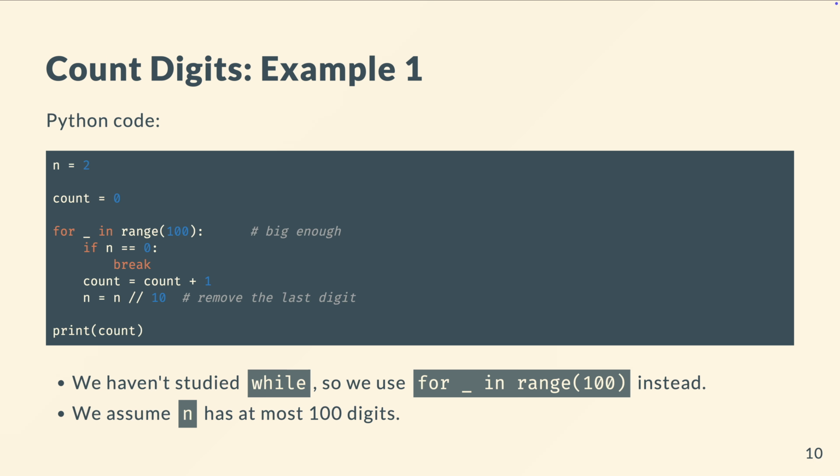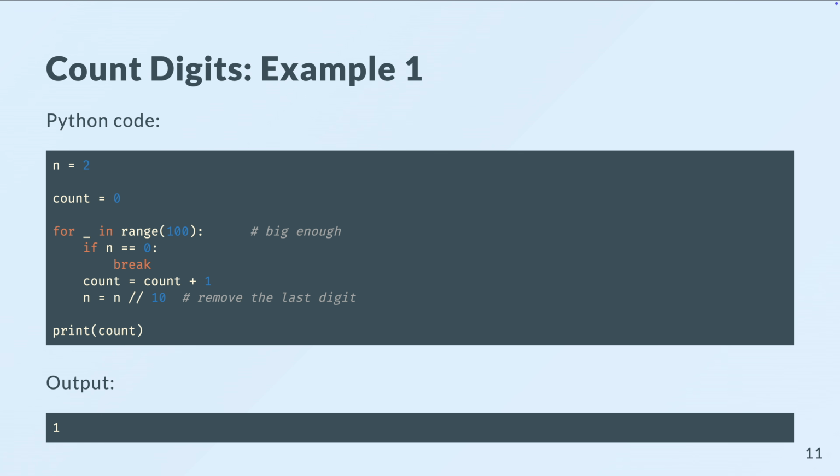Inside the loop, we first check if n is 0. If n equals 0, break. That means, if there is no digit left, stop looping. If n is not 0, we do 2 things. First, add 1 to count. Second, set n to n integer divided by 10, which removes the last digit. In this example, the input n equals 2. After only 1 removal, n becomes 0, so the next check breaks the loop. In the end of the program, we print count. The output is 1. It means the input number has 1 digit.